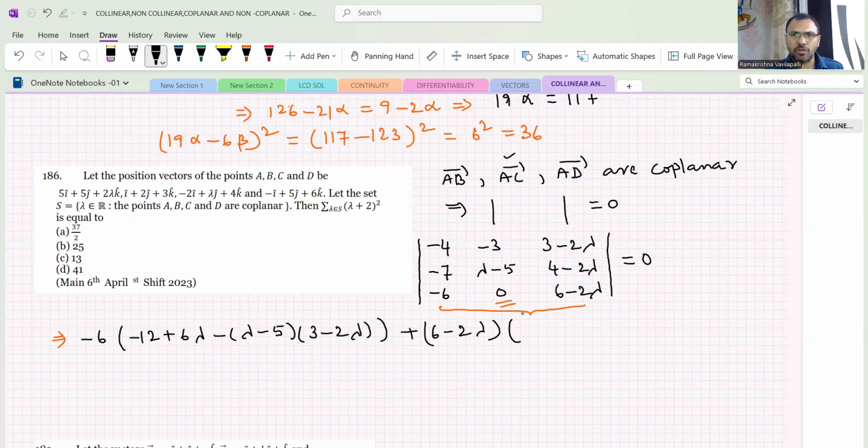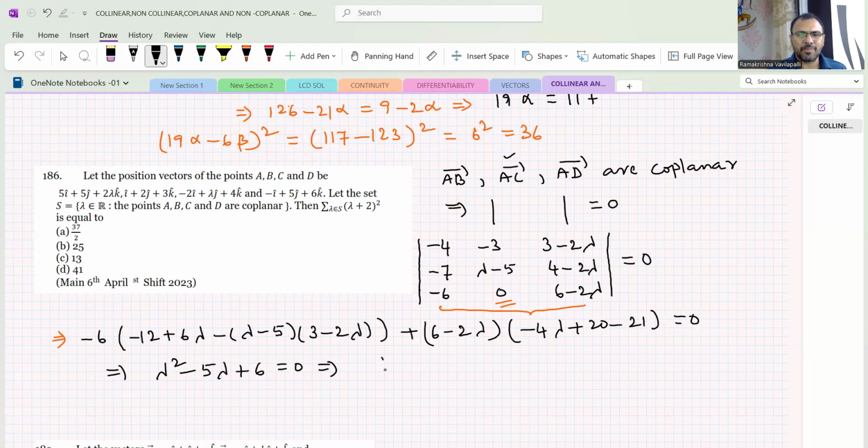I'm not explaining how to expand the determinant, I hope that you know this. 6 minus 2 lambda into minus 4 lambda plus 20 minus 21 equal to 0. So on simplification, you will get lambda square minus 5 lambda plus 6 equal to 0. We get that lambda is equal to 2 or 3. Therefore, that set S contains only two elements, that is 2, 3.